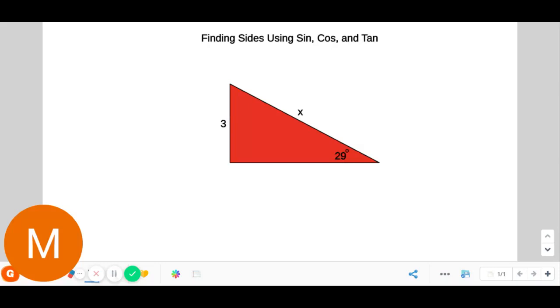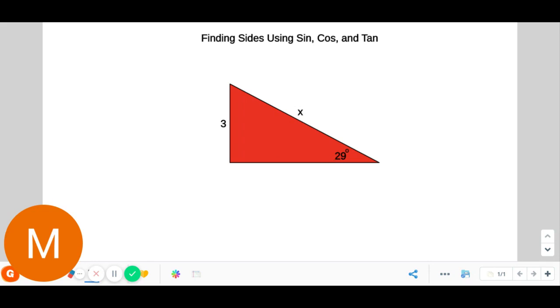So we're going to continue talking about what we did yesterday, where we're going to find the sides of a triangle using sine, cosine, and tangent. And this is really basically the same thing as before. I just wanted to go over the case where the x ends up being in the denominator as opposed to the numerator. It's done the same way though. Let's just look at this example.